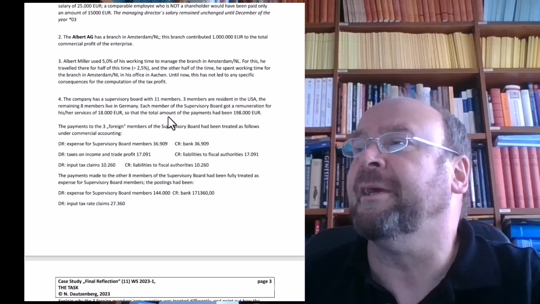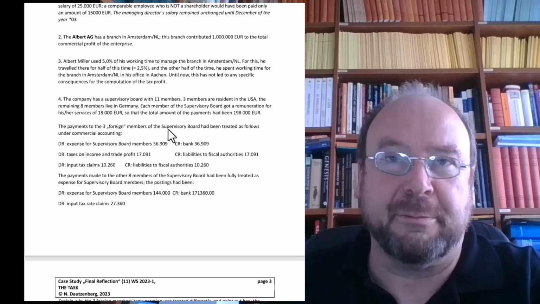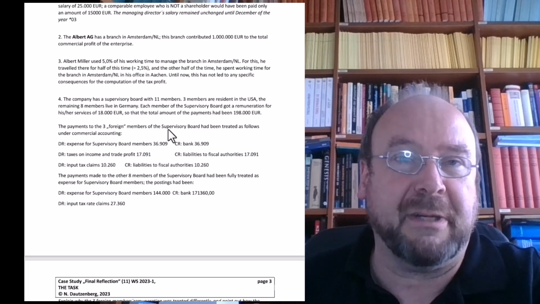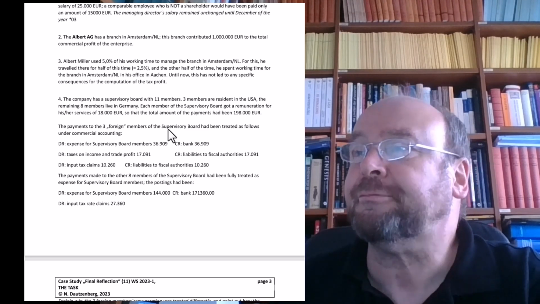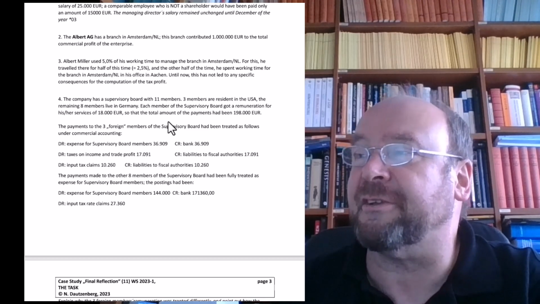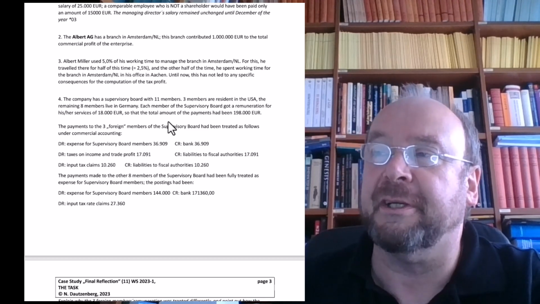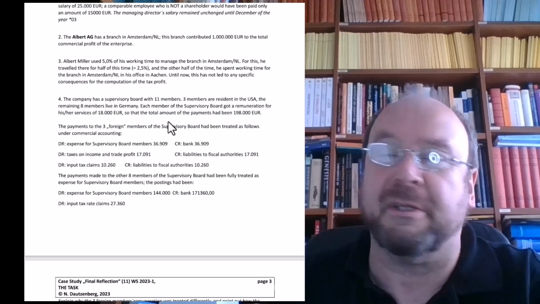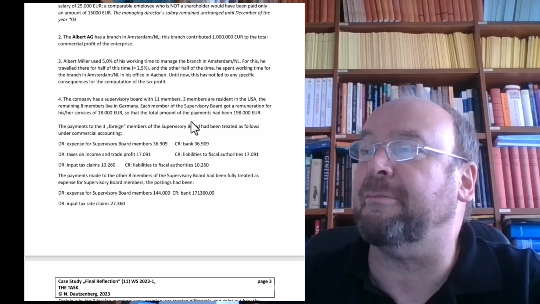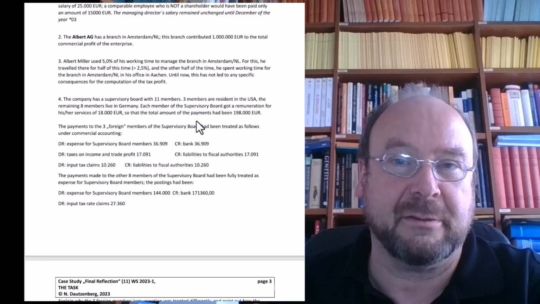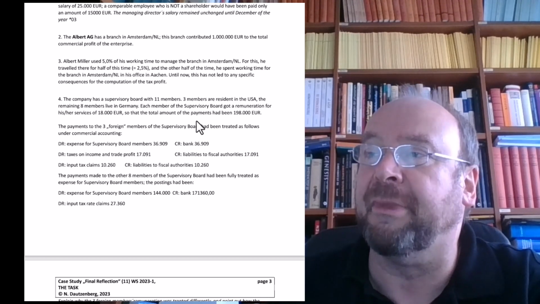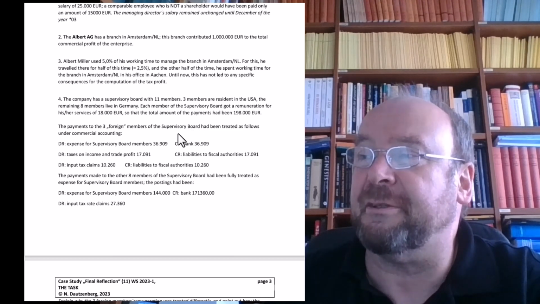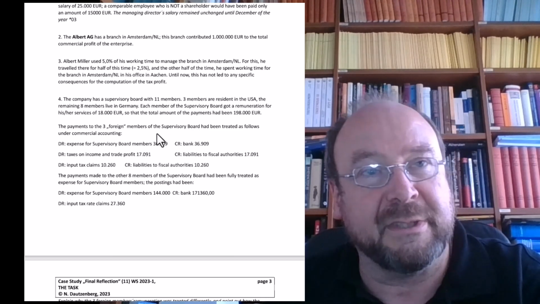3 members of that supervisory board come from the USA. The remaining 8 members come from Germany. And each member of the supervisory board got a remuneration for his or her services of 18,000 euro, so that the total amount of all payments made to them was 198,000 euro.